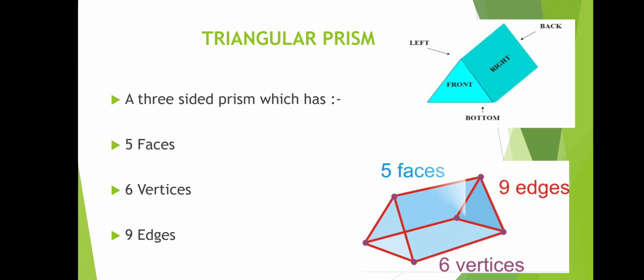9 edges. Now here you can clearly see and count also the edges: 1, 2, 3, 4, 5, 6, 7, and this part is 8, and this, the lower part, is 9. So there are total 9 edges which we have counted here. It is all about the triangular prism.